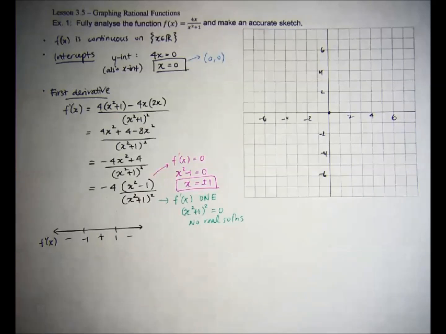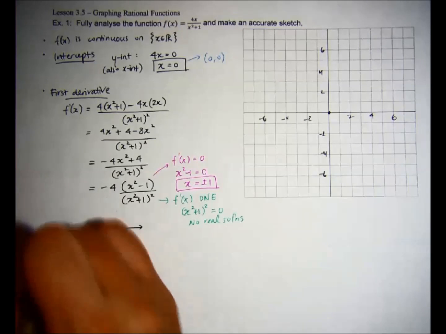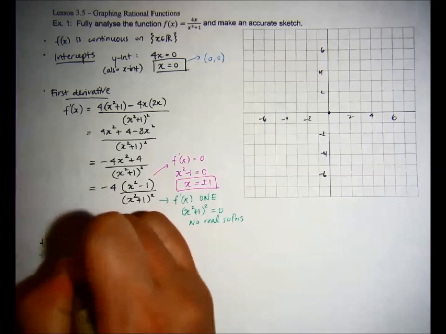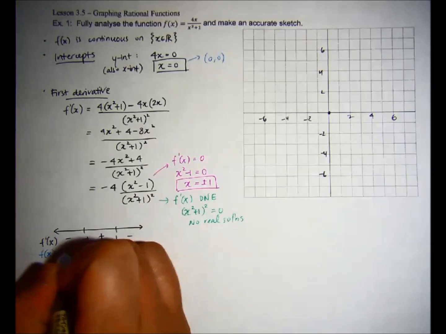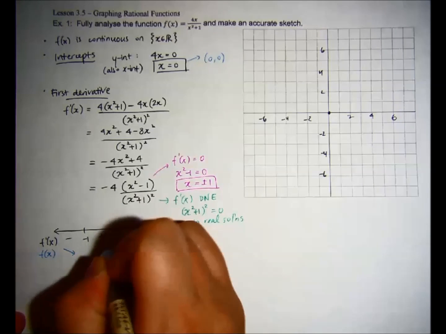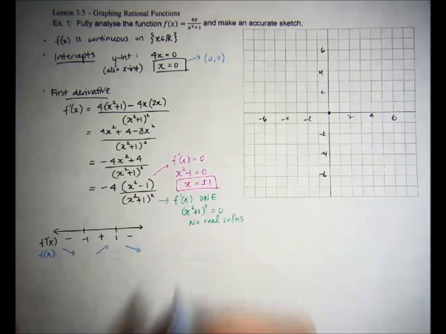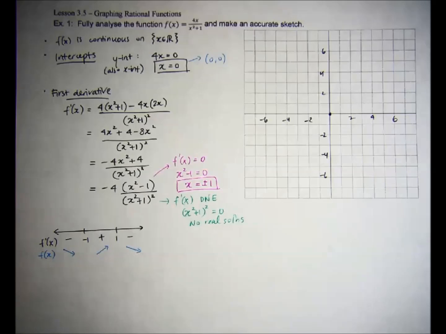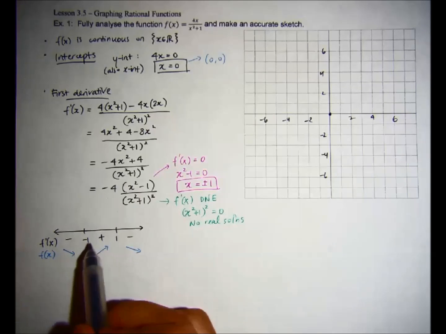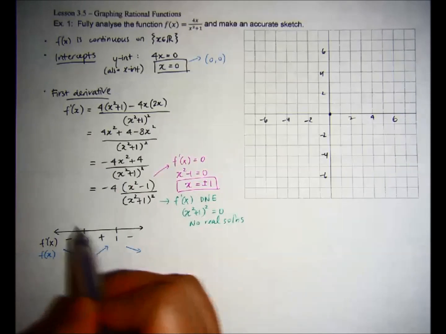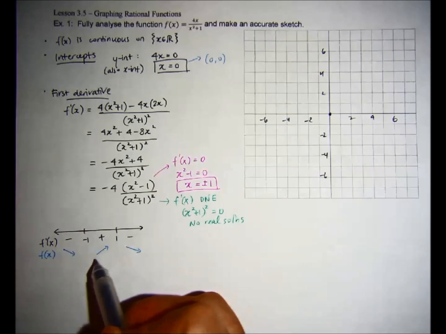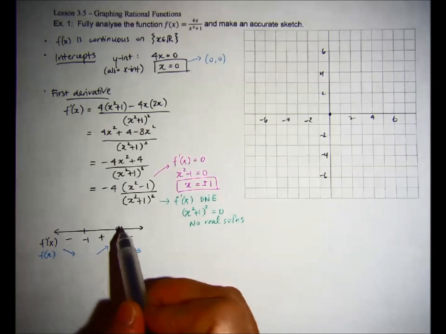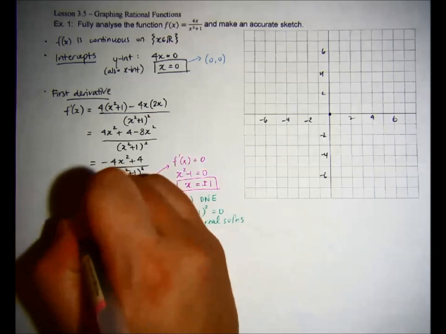So f of x will be decreasing, then increasing, then decreasing. That should tell us that we are going to have a local decreasing to increasing, so a local minimum at x equals -1, and then increasing to decreasing, so a local maximum at x equals 1.